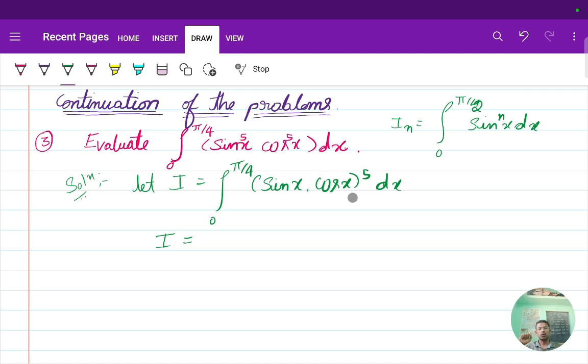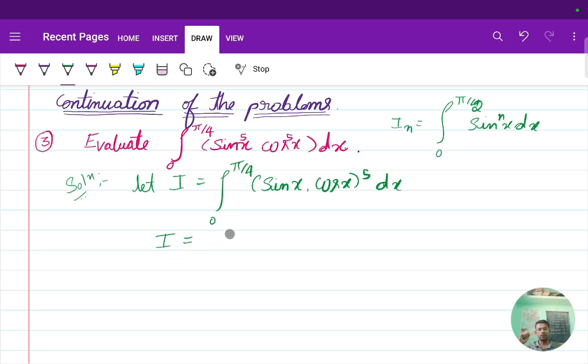Also the limits are 0 to pi by 4 in this problem, but in the reduction formula for integration over 0 to pi by 2, the limits are 0 to pi by 2. So we also have to reduce this pi by 4 to pi by 2. So let us solve this.